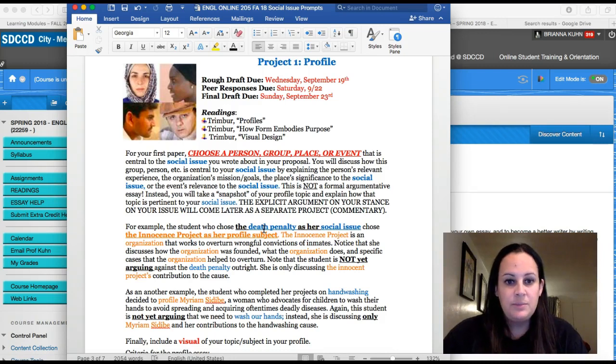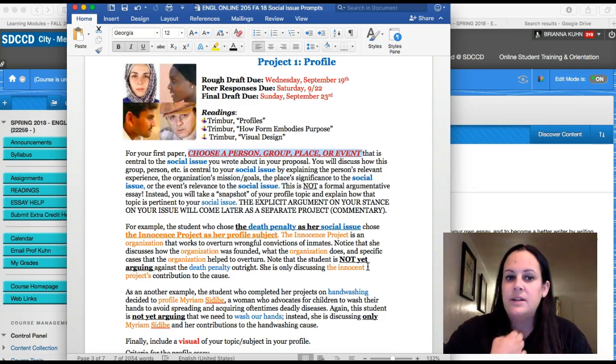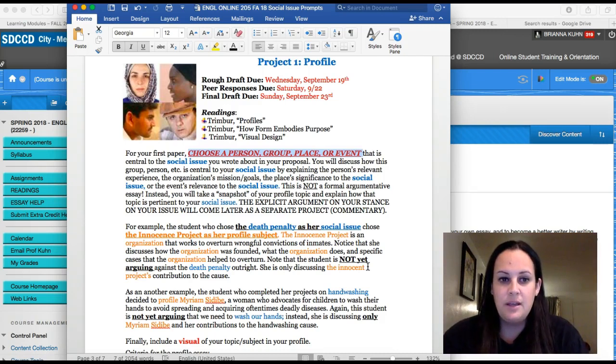When you see the Innocence Project or the organization or Miriam Sidibe, right, those are all in orange, okay, and I'll explain. For this paper, you are going to choose a person, group, place, or event that is central to the social issue you wrote about in your proposal. You will discuss how this group, person, etc. is central to your social issue by explaining the person's relevant experience, the organization's mission or goals, the place's significance to the social issue, or the event's relevance to the social issue.